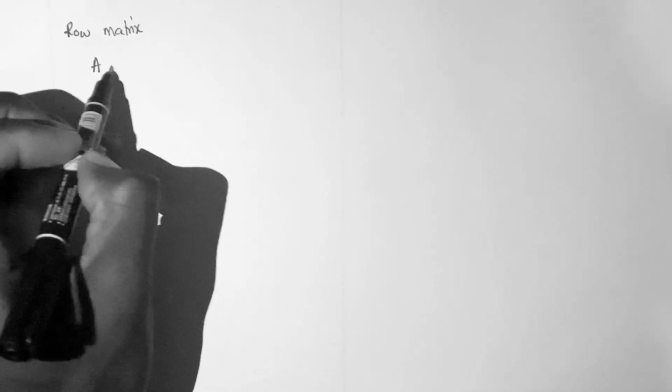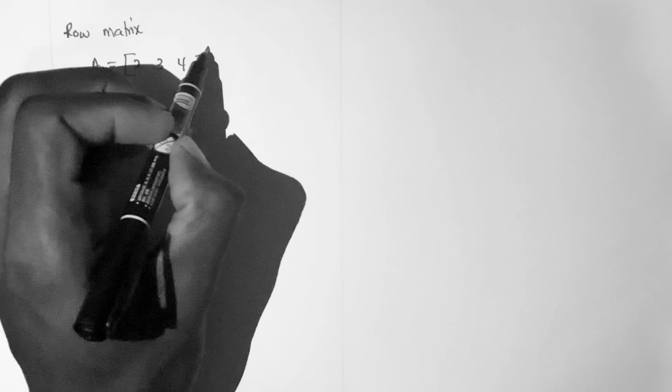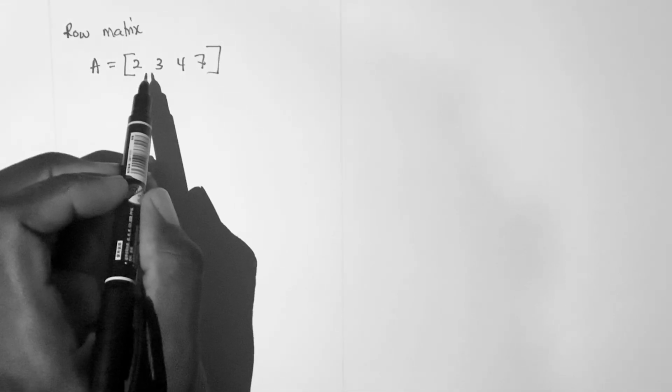The first one we'll talk about is a row matrix. What is a row matrix? A row matrix is a matrix that has only one row. So for example, if we have A equals 2, 3, 4, 7, this is a row matrix. It only has one row, irrespective of the number of columns.